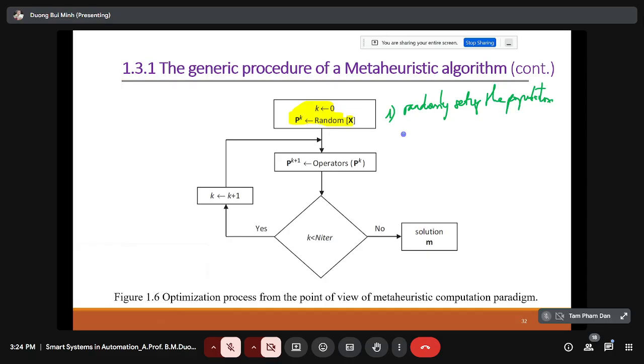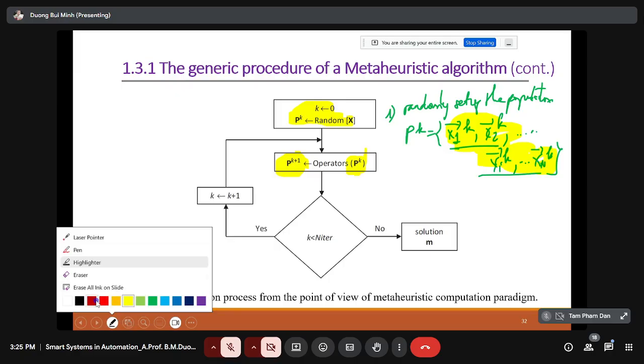Okay, that means B_k, x1^k, x2^k, ..., xi^k, ..., xn^k, they are on a vector, they are a solution. And then we update the old population to become the new population. New population. Wait, what does this mean, the new population?